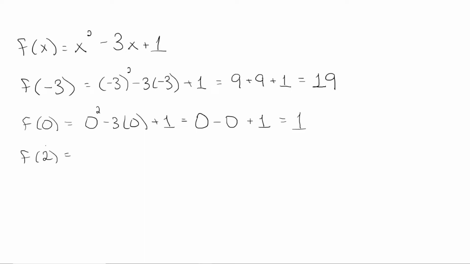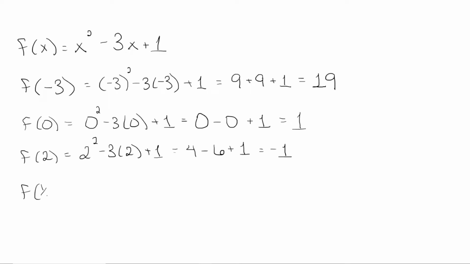We could look at something like f of 2. This would give me 2 squared minus 3 times 2 plus 1. 2 squared is 4. Negative 3 times 2 is negative 6. Plus 1 gives negative 1. In this case, when we input 2, we output negative 1.